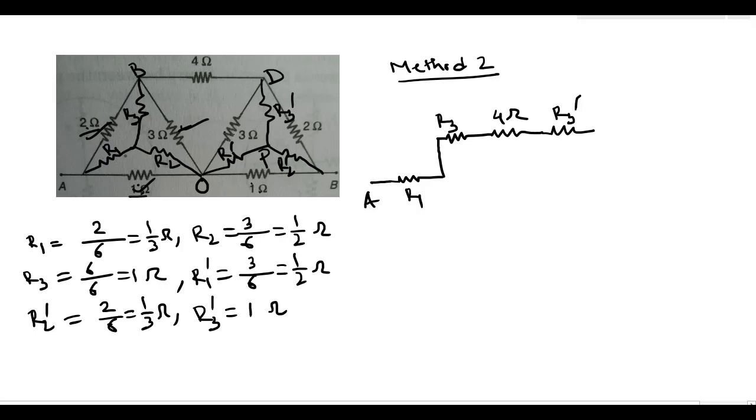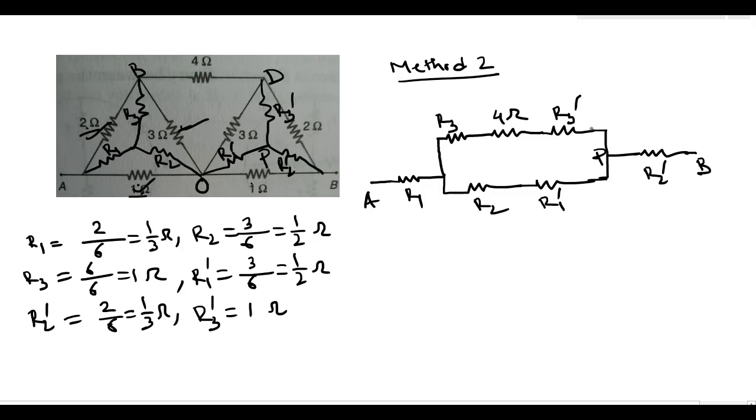And another line goes from here through R2, R1 prime to P. So there is R2, R1 prime and it's P. So this point is P, and from P to B there is a resistance R2 prime. So this point is B. Now we can calculate this easily.